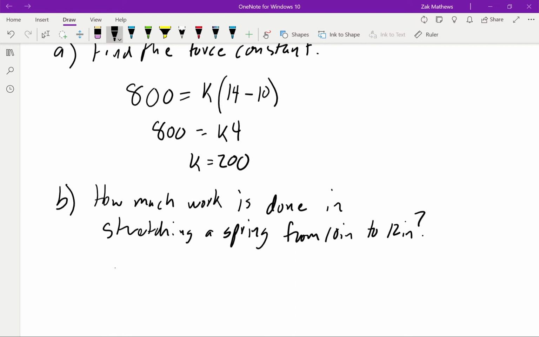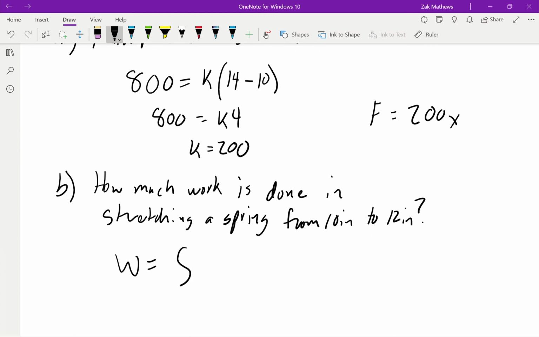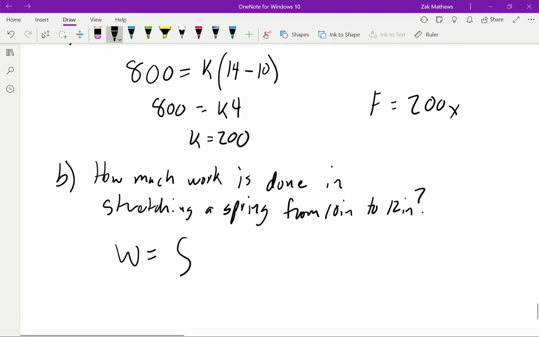So here is where we're actually looking at work. We have a force equation. We know that force, based on that k we found just a second ago, is equal to 200x. We are going from 10 to 12. So that is an initial position of 0, because its natural position is 0. If we didn't move from 0, no work would be done. To a stretch position of 2, which means we've gone 2 units. We're going from natural position to 2 units away.